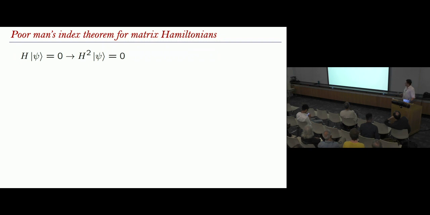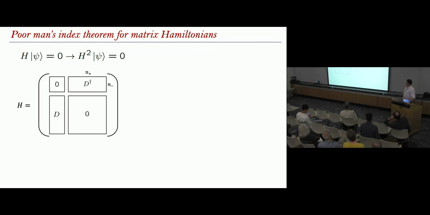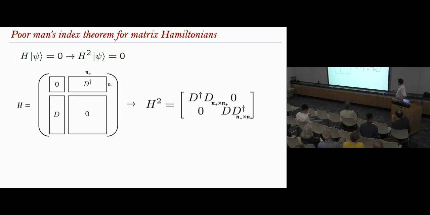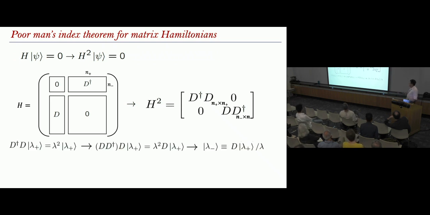Perhaps the most simple example is to consider just matrix Hamiltonians where you have two blocks which are different, like rectangular matrices. If you square this Hamiltonian, you get this structure where the left upper corner has matrix dimension n plus times n plus, and the lower right corner n minus times n minus. It's very easy to prove. The proof is basically right here: all non-zero eigenvalues of these two objects, D dagger D and D D dagger, come in pairs. For every lambda plus, there is lambda minus.